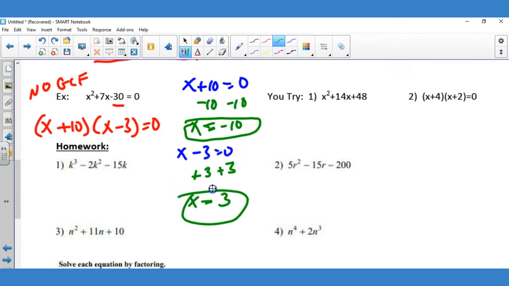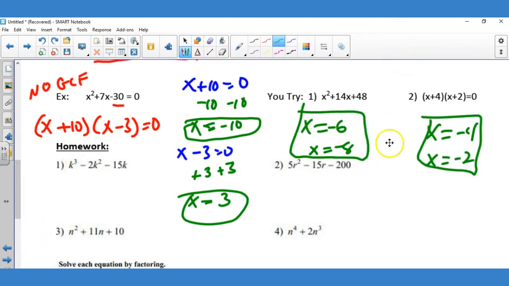Okay, you try. There are some you tries right here, and I'm going to go ahead and write the answers in for you. x is negative 6 and negative 8. And over here you get x is negative 4 and negative 2. This one's already factored for you, so you just have to set each factor equal to 0 and solve. This one you have to factor. There's no GCF on either one of those.